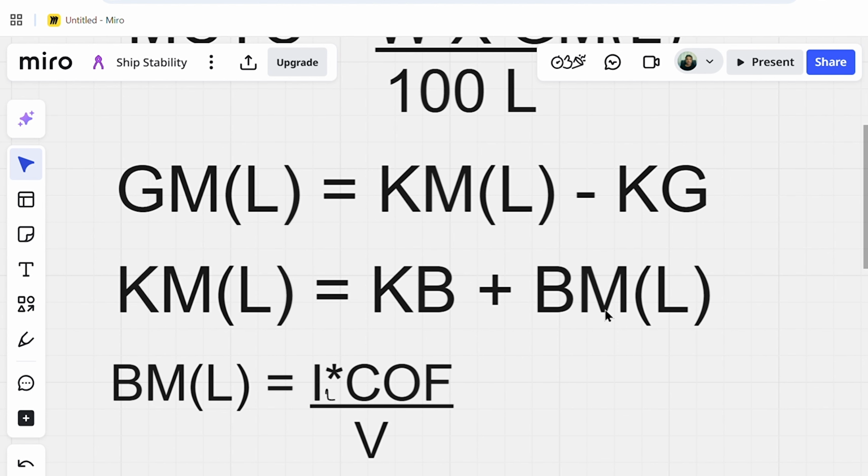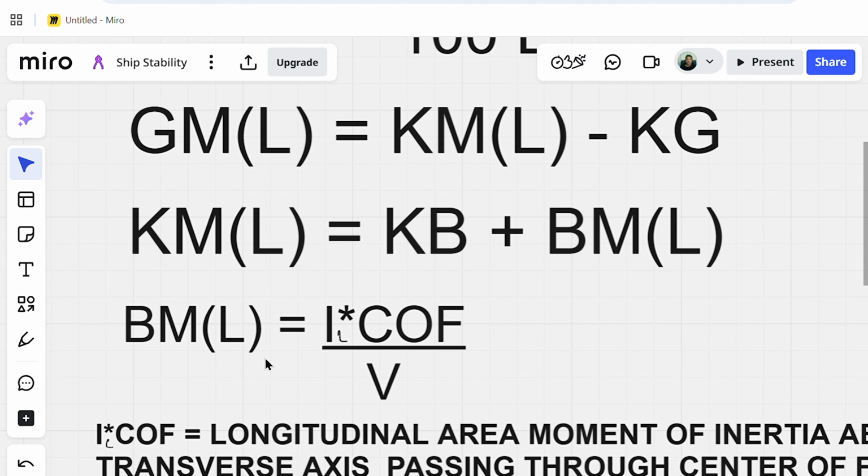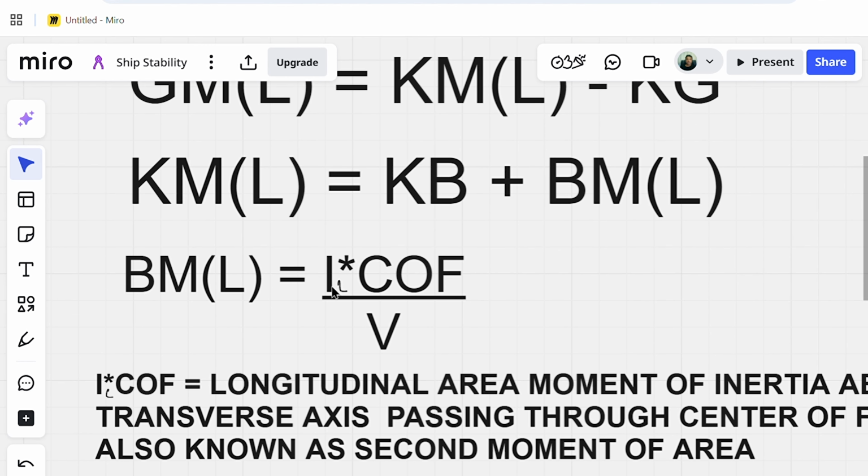And now we are coming down to how to find BML. BML is given by longitudinal moment of inertia about the transverse axis which is passing through the center of flotation of the water plane, divided by underwater volume. So moment of inertia, that means now we have come down to finding longitudinal moment of inertia, also called second moment of area. And this we will find using Simpson's rules.